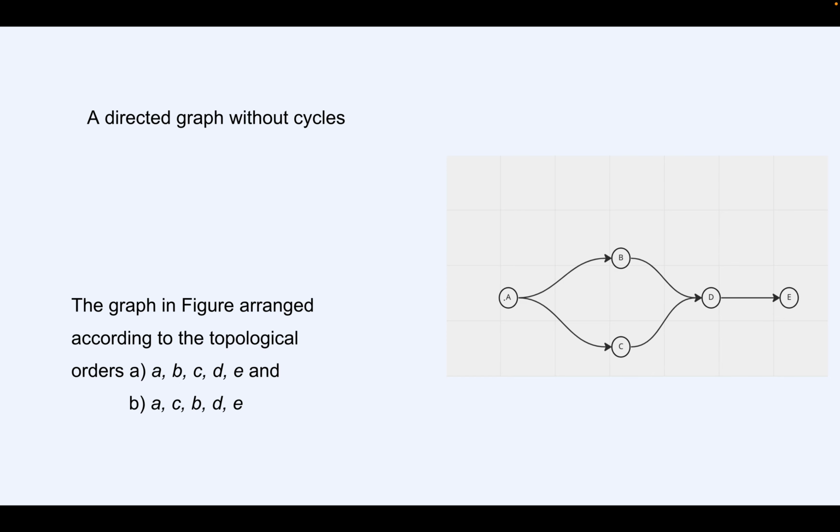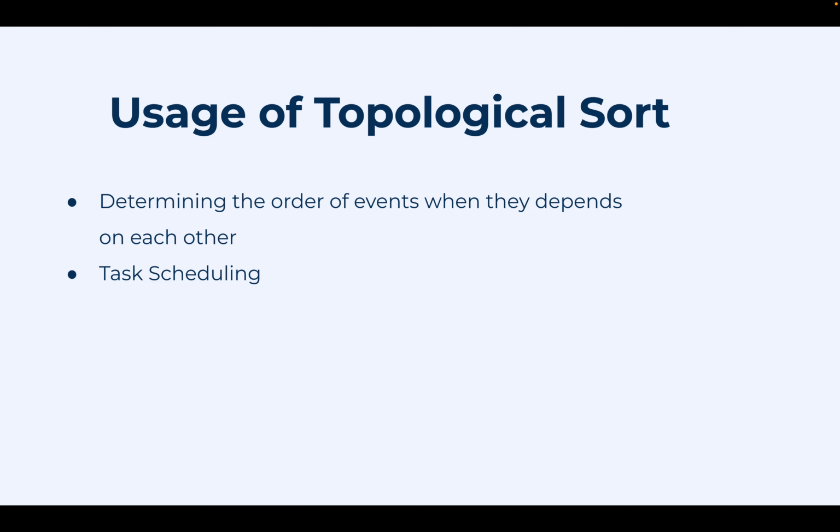So now that we understand what a DAG and topological sort are, let's see how we can use it in the real world. This algorithm can be used to order sequences of events that are interdependent, such as task scheduling. For example, to catch a flight, one must first reach the airport, then pass through security, and finally board the flight. Therefore, we can say that passing through security is dependent on reaching the airport, and boarding the flight is dependent on passing through security.